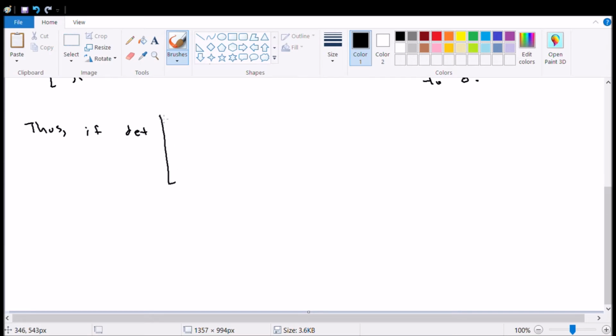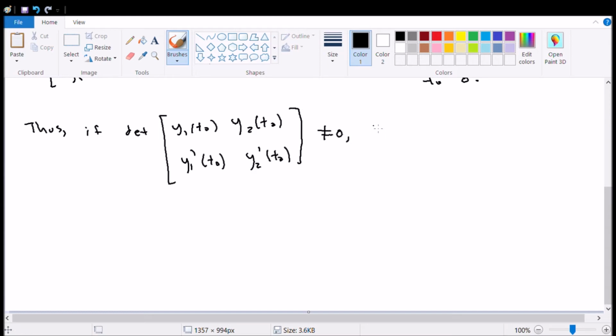So, like I said before, if the determinant of that 2 by 2 matrix, y1 of t naught, y2 of t naught, y1 prime of t naught, and y2 prime of t naught is not equal to 0, then that means you can solve for C1 and C2. And so if you can solve for C1 and C2, then that means that C1y1 plus C2y2 is, in fact, a general solution.